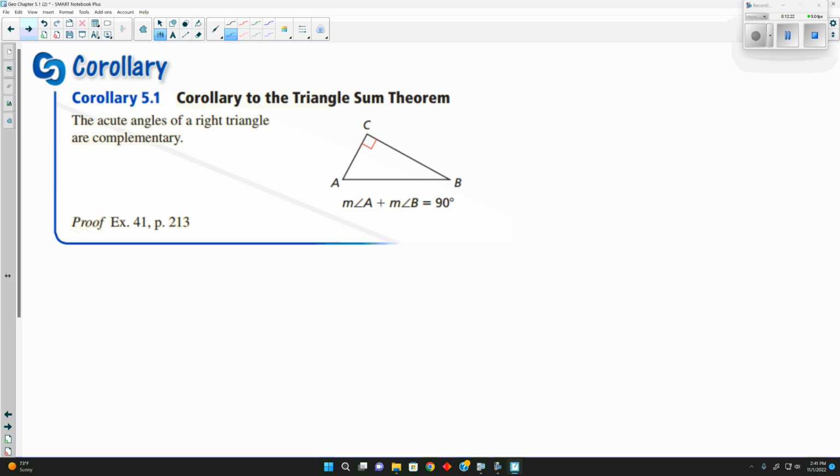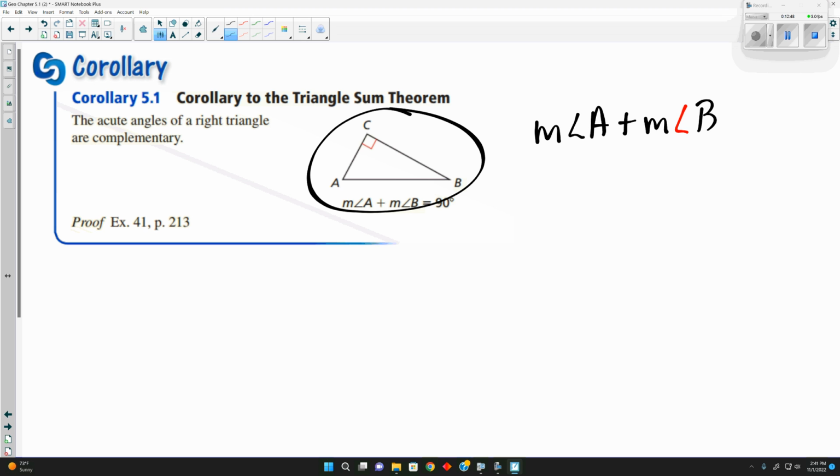Now the corollary to the triangle sum theorem. A corollary comes from the theorem itself, something that expounds off of it. Something quite interesting is that the acute angles of a right triangle are complementary. They add up to be 90. I can show this pretty easily, because here we have a triangle, yes? One of the angles is the measure of angle A, and we also have the measure of angle B, yes? And since it's a right triangle, the third angle is 90, yes? The sum of any three angles in a triangle is 180, yes?